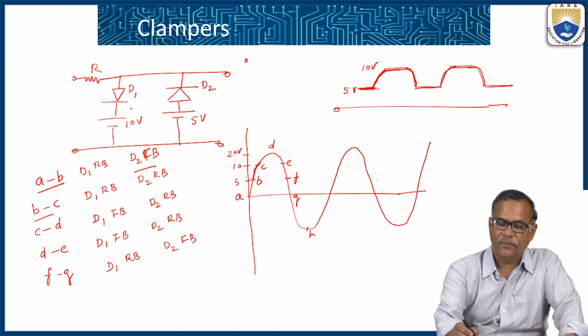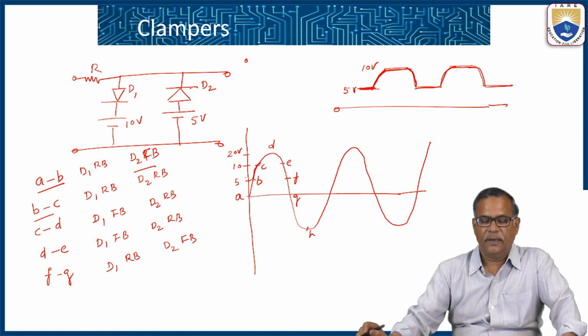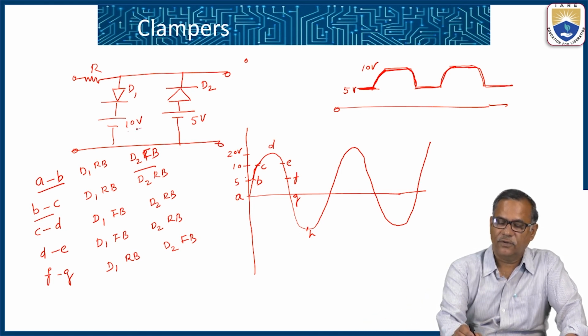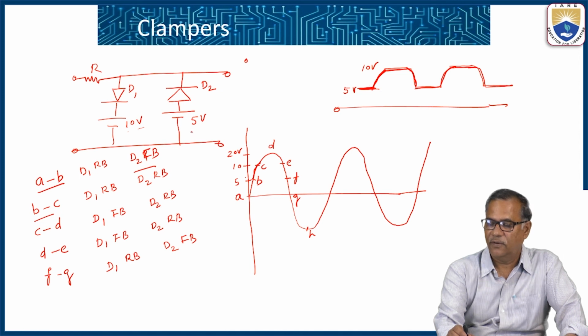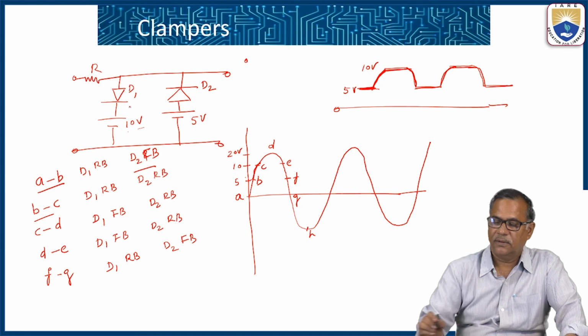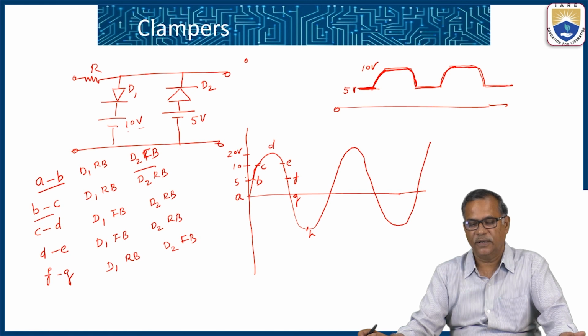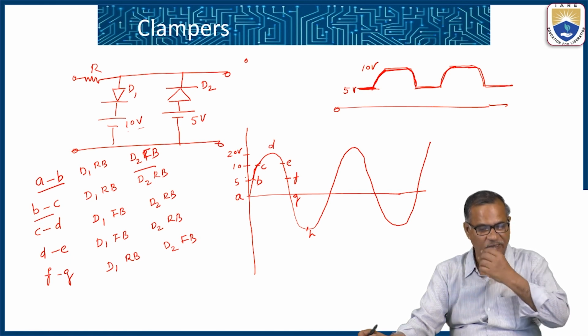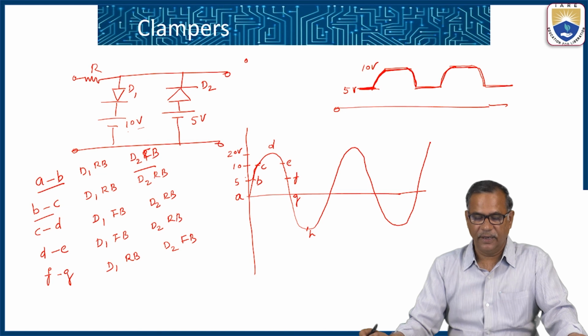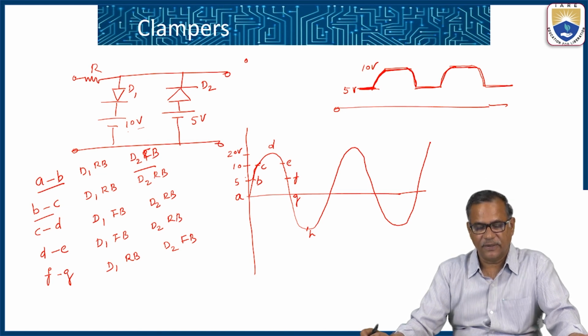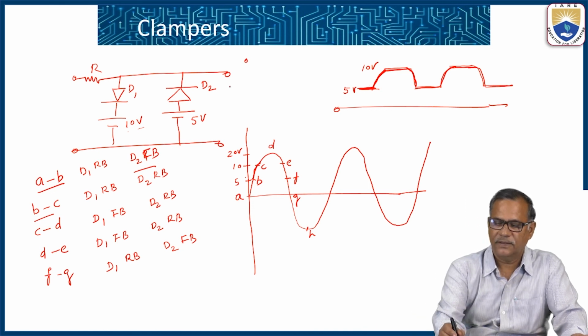So this is the circuit with D1 and D2, and we have given a reference voltage of 10 volts here and a reference voltage of 5 volts here. This D1 circuit essentially clips the positive portion of the signal, and D2 clips the negative portion of the signal. And in the points between A and B, D1 is in reverse bias and D2 is in forward bias, so it acts as a short circuit, and the output voltage V0 is equal to plus 5 volts.